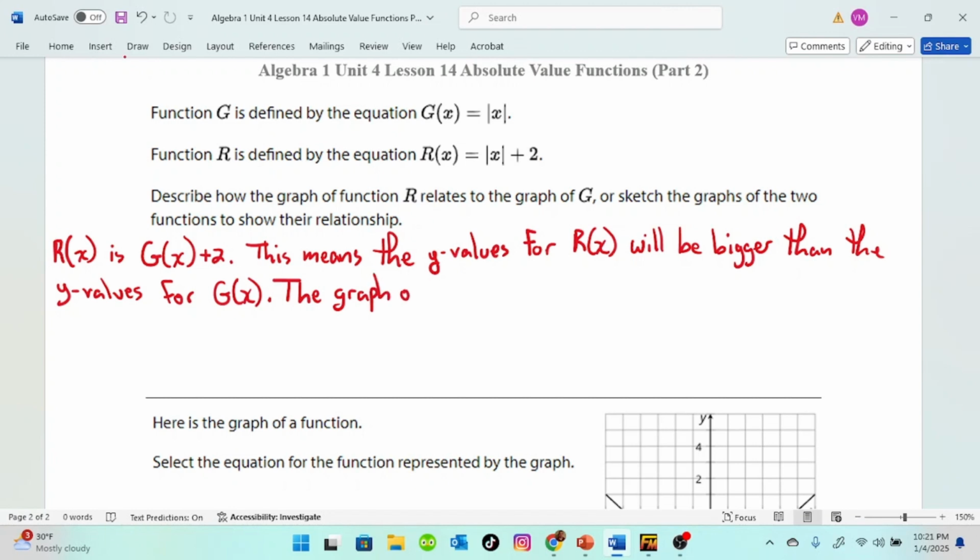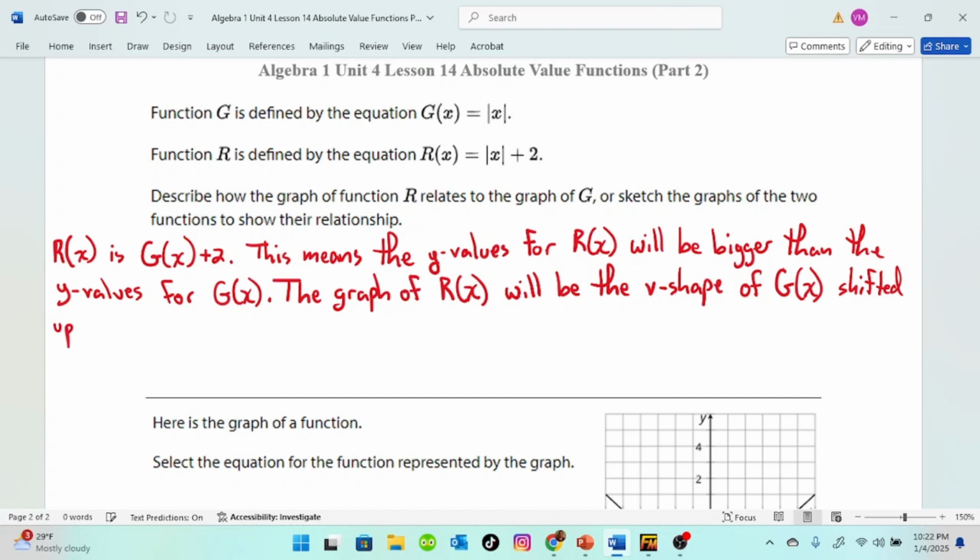The graph of r of x will be the V shape of g of x shifted up by 2. And let me show you what I mean.